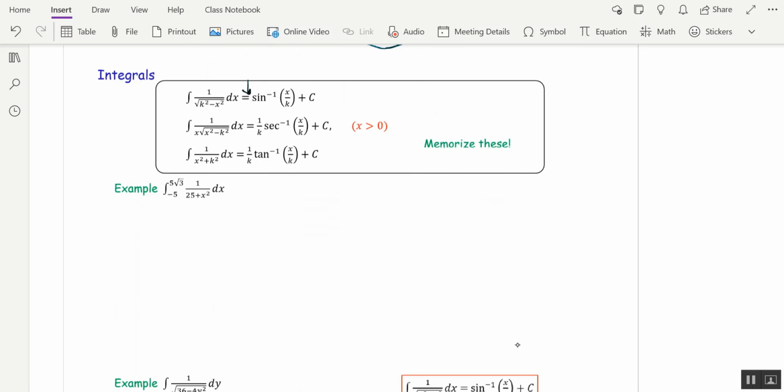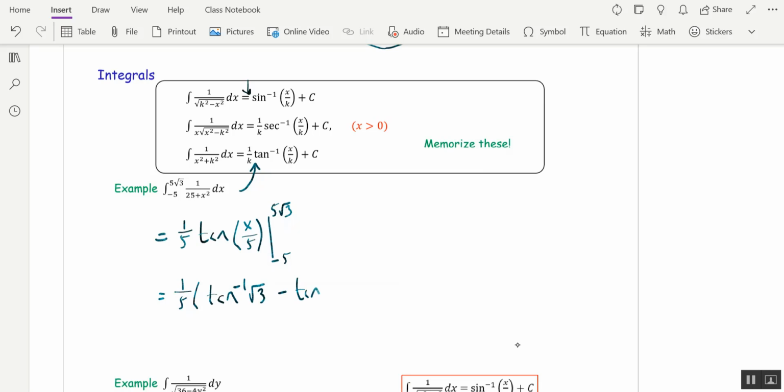This first one, we can directly use this formula. We don't have to do anything because it's in the right format, and our k is 5. So this is equal to 1/5 tangent inverse of x over 5 between negative 5 and 5 root 3. Okay, and that's, I'm going to factor out the 1/5 tangent inverse of, when I put in the top limit, I get root 3 minus tangent inverse. When I put in the bottom limit, I get negative 1.